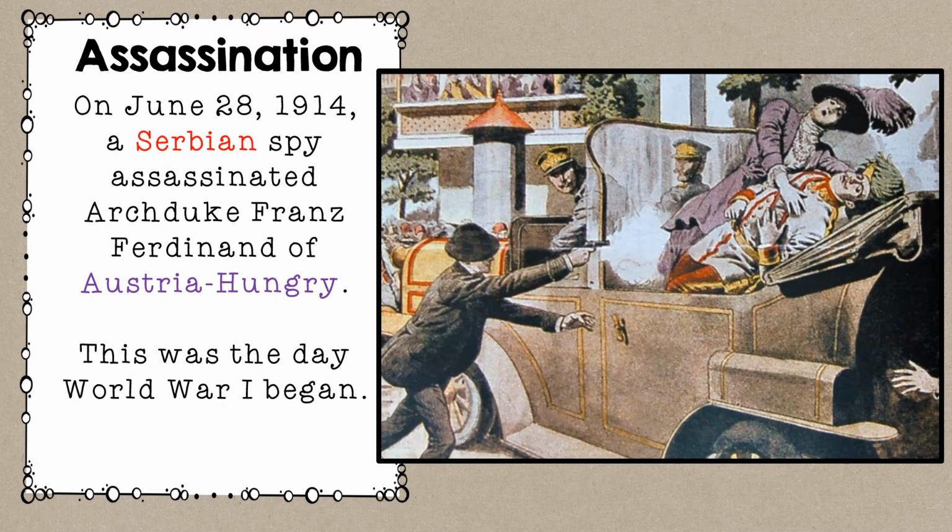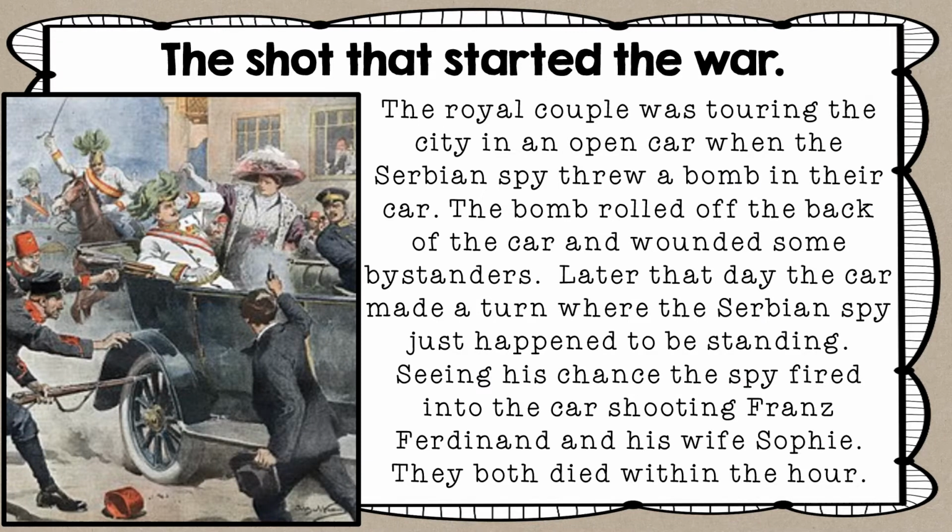And you're going to learn a word in 5th grade called assassination. That is whenever somebody who is famous or specifically a political person is assassinated or murdered. So on June 28, 1914, a Serbian spy assassinated Archduke Franz Ferdinand of Austria-Hungary. This was the day that World War I officially began. And this is referred to as the shot that started the war.